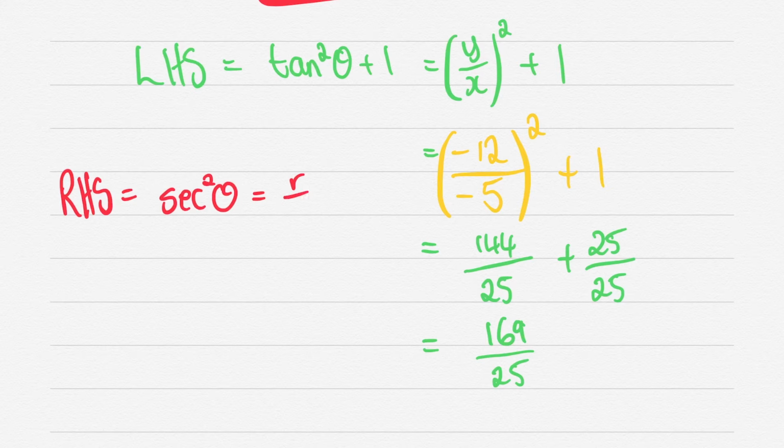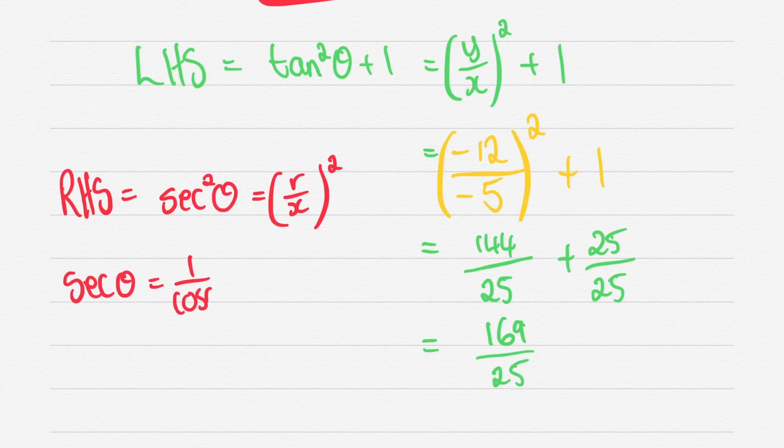It's sec squared theta. And sec, if you're unfamiliar with it, is the inverse of cos. So it's the same as saying 1 over cos. So if cos is cos x-rays, you'd have x over r. For sec, you'd have r over x. In that case, you would square these numbers because it's sec squared. So sec theta would be 1 over cos.